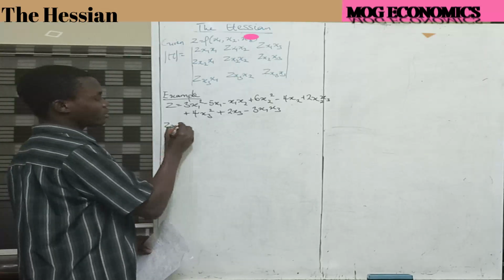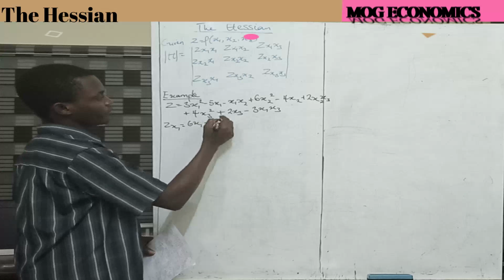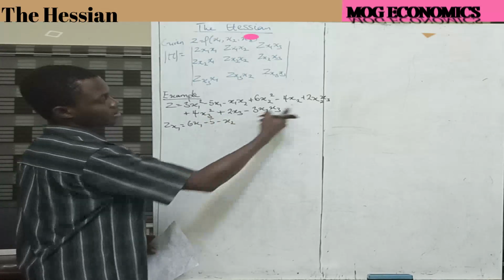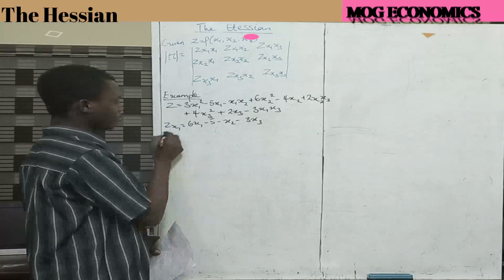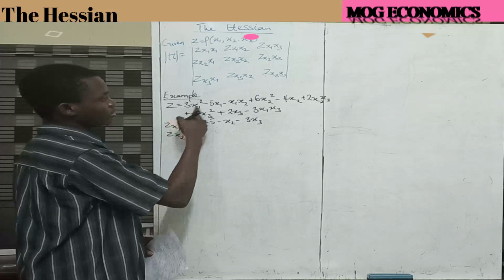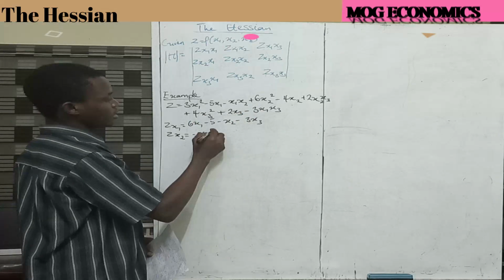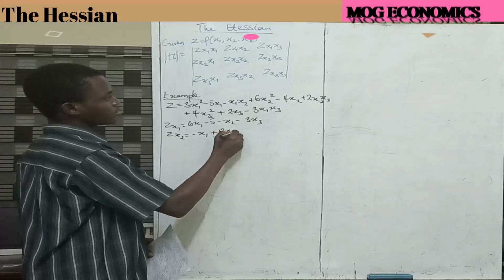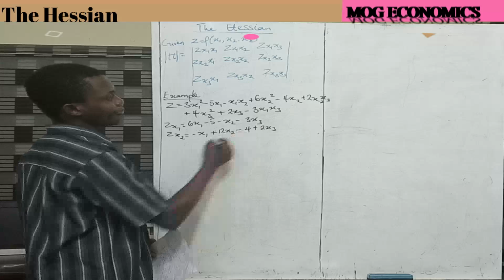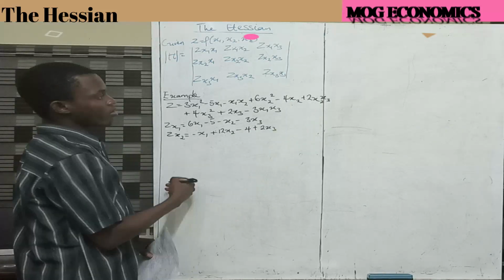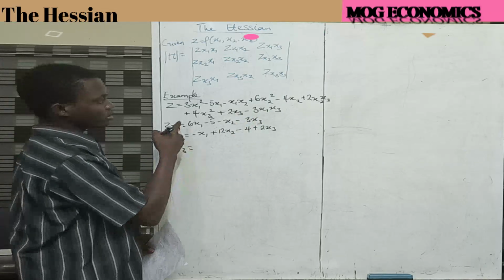Now let's start our partial derivatives. So you have z_x1 equals 6x1 minus 5 minus x2, and x1 again, so minus 3x3. That's all. Then z_x2 equals minus x1, followed by plus 12x2 minus 4, then plus 2x3. Is the x3 there again? Yes, 2x3.